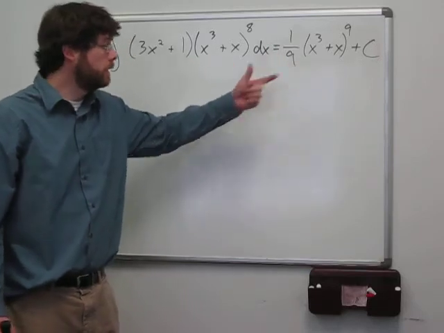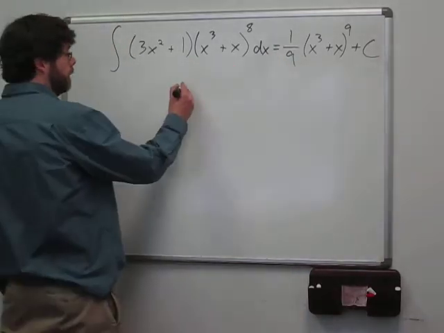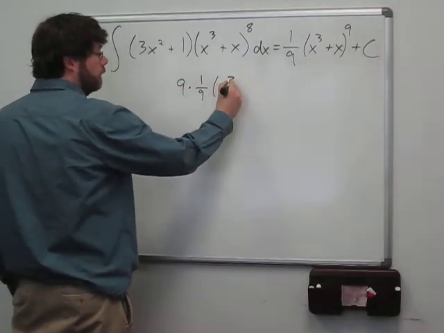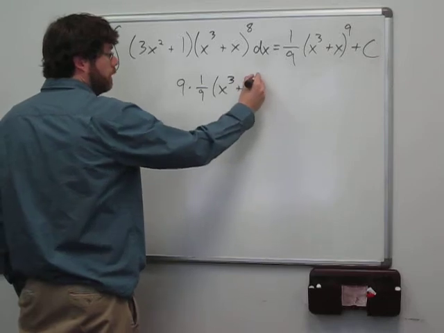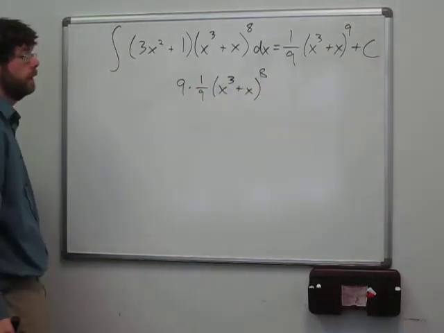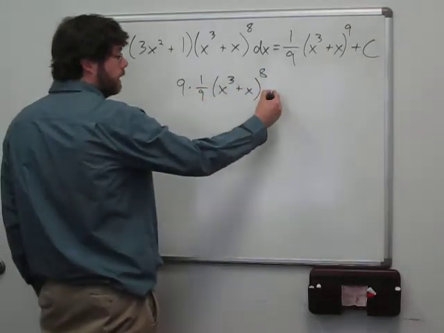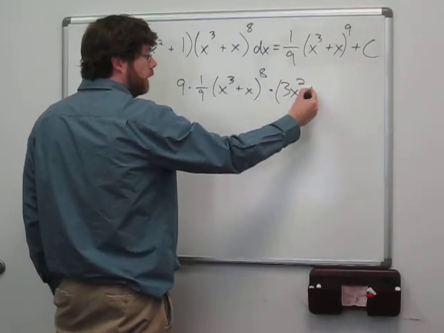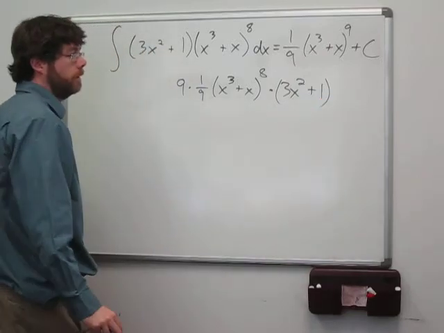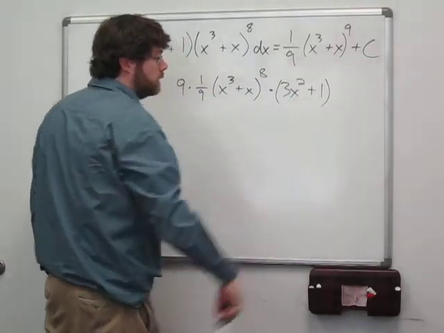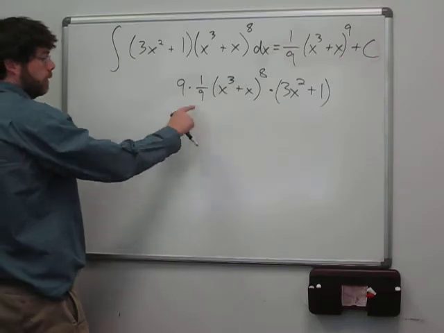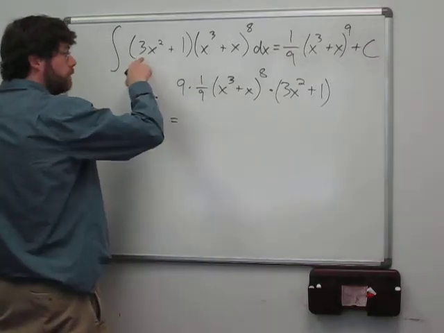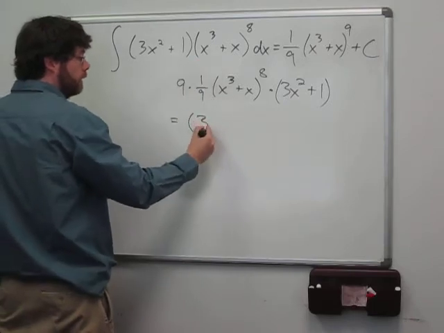Well, if you take the derivative of this, we bring the power down in front and multiply, subtract 1 from the power, and then chain on the derivative of the inside, which would be 3x squared plus 1. And the derivative of c is just 0. And so, of course, 1/9 times 9 is just 1. So this is going to simplify to exactly the integrand.